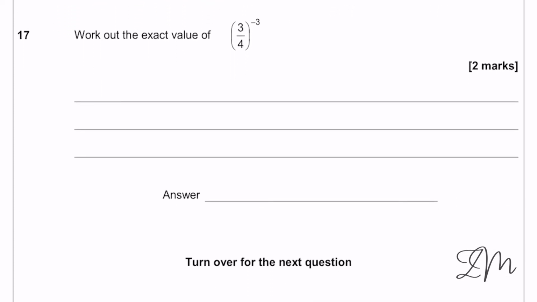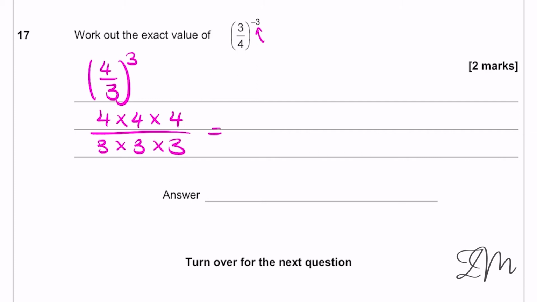Work out the exact value for 3/4 to the minus 3. Well, as soon as you see this minus, you're going to flip it. So it's the same as 4 over 3 cubed. So think 4 cubed over 3 cubed. So 4 cubed is the same as 4 times 4 times 4 over 3 times 3 times 3. 4 times 4 is 16. Times 4 again is going to give you 64. And then 3 times 3 times 3 is going to give you 27. So you've got 64 over 27.